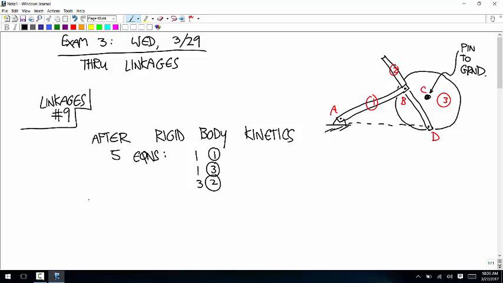So how many equations is that? Two for each of those because it's a 2D problem. So we're going to have 4 constraint equations. So we must have 9 variables.